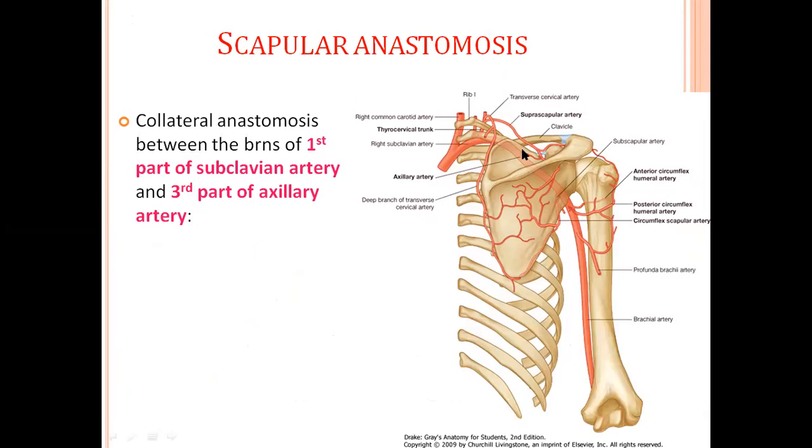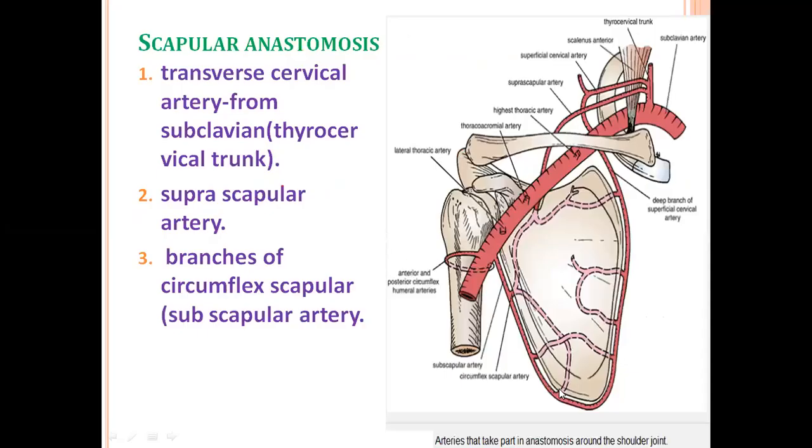So scapular anastomosis means nearby arteries forming a network around the scapula, supplying the scapular muscles. That's why you call it scapular anastomosis. It's a collateral anastomosis between the branches of the first part of the subclavian artery and the third part of the axillary artery. This is subclavian, this is axillary. Both of them give branches and form a network around the scapula.